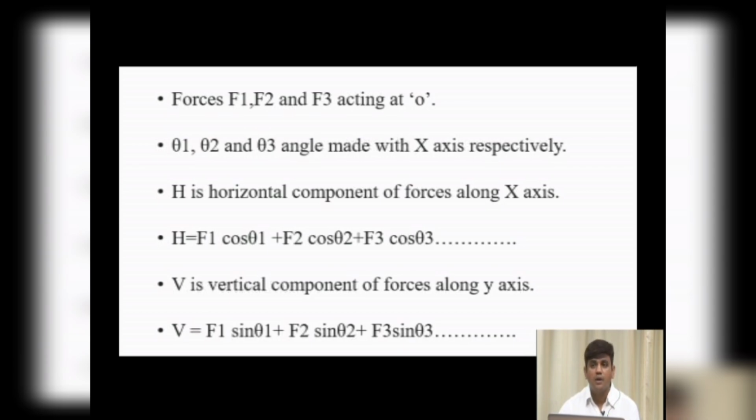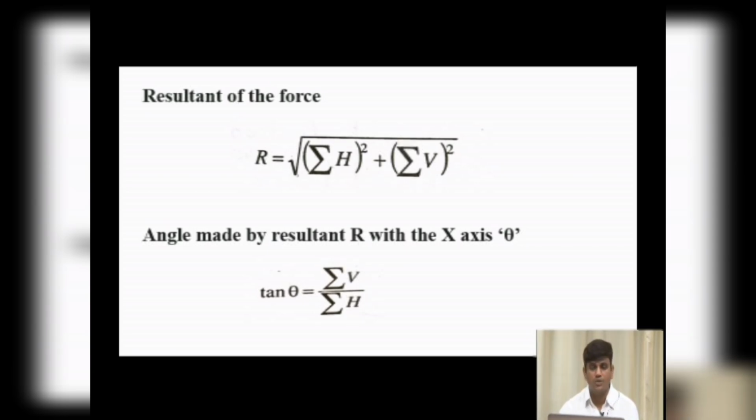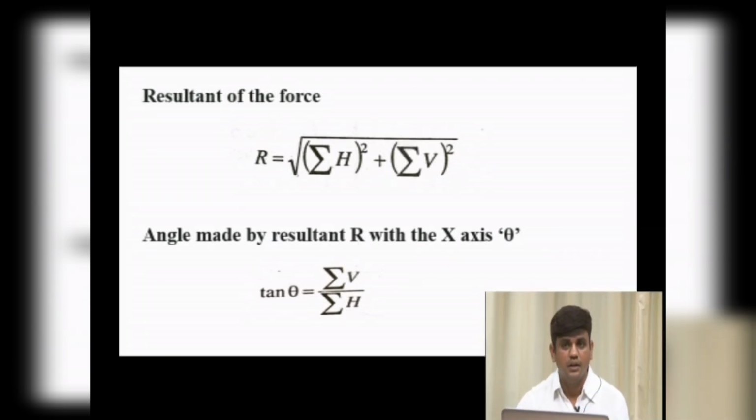H is the horizontal component of force along the x axis, and we can resolve the horizontal forces: F1 cos theta 1, F2 cos theta 2 and F3 cos theta 3. V is the vertical component of force along the y axis. We will try to solve it on the board. V is equal to F1 sin theta 1 plus F2 sin theta 2 plus F3 sin theta 3. As I told you, our aim is to calculate the resultant, and the angle theta made by the resultant R with the x axis, that is the direction.